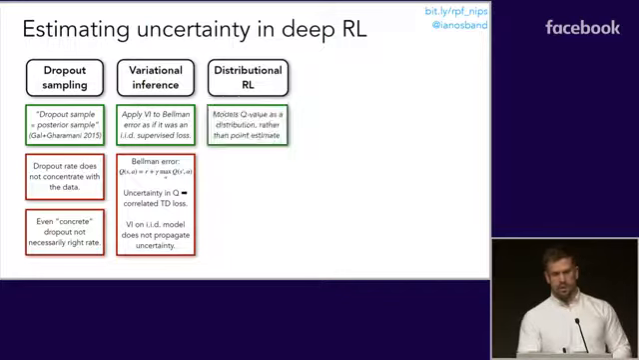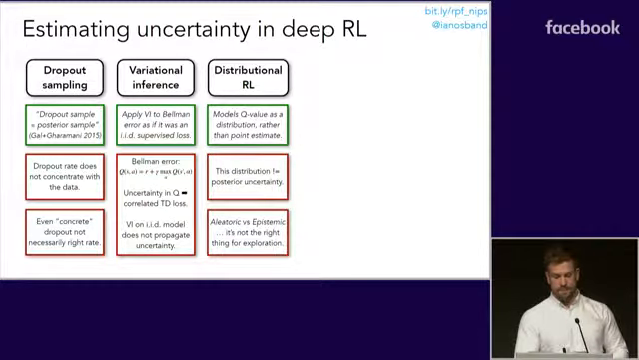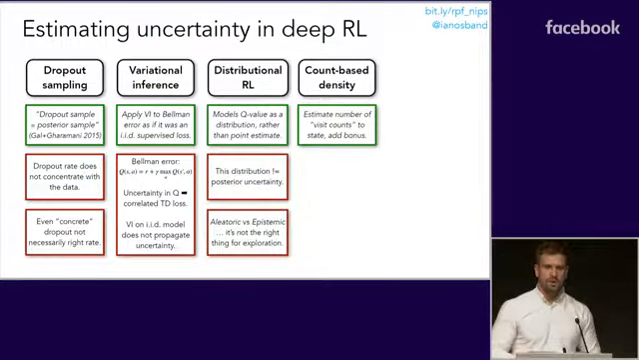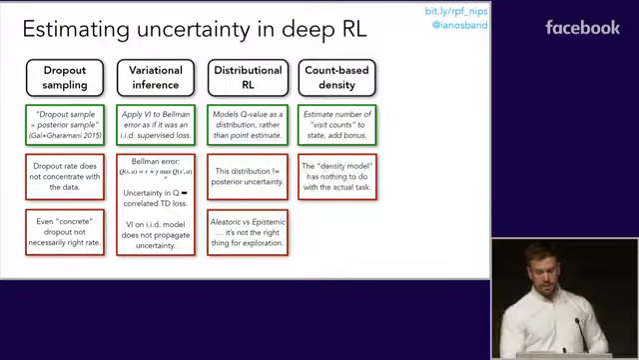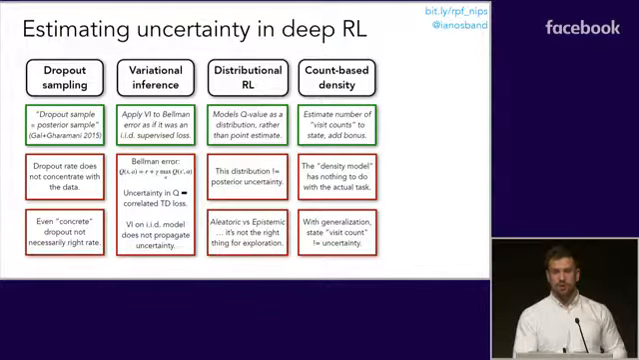Distributional RL: we're going to model the Q value as a distribution instead of a point estimate. But it's important that this distribution is not really the same thing as your uncertainty. Distribution over noise is not the same as distribution over your uncertainty. We have count-based density models: you add an intrinsic motivation bonus based on how often you've been to a state. But there's a problem that the density model might not have anything to do with the task at hand. And in general, when you have generalization, asking "have I been to this state?" is not the same as answering the question of "do I know what to do in this state?"